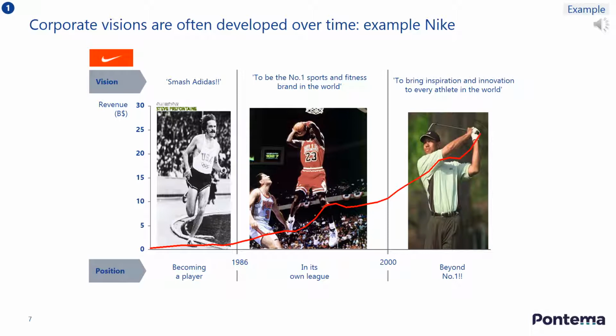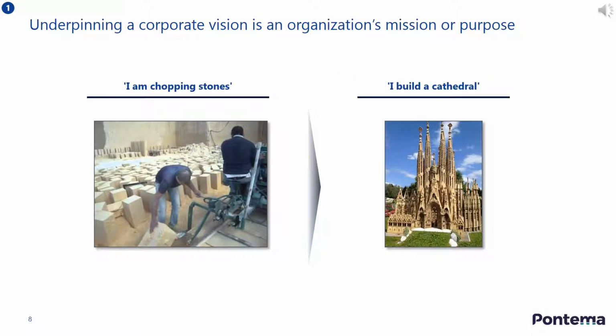Note how some corporate visions develop over time, such as Nike's Smash Adidas vision in the 1980s, which then evolved to be the #1 sports and fitness brand in the world in the 1990s, and then to bring inspiration and innovation to every athlete in the world this century. Underpinning a corporate vision is an organization's mission or purpose. Purpose has the power to transform not only our attitude about the work that we do, but the quality of our work as well. Take the following story.